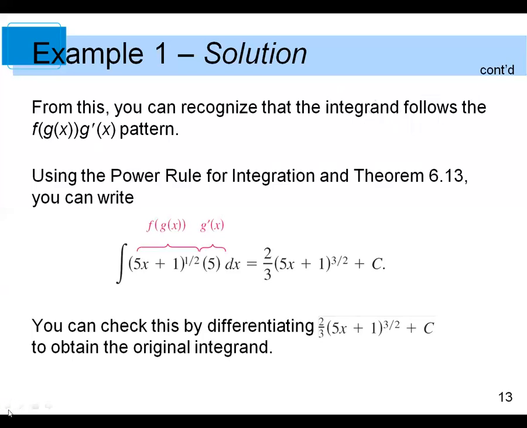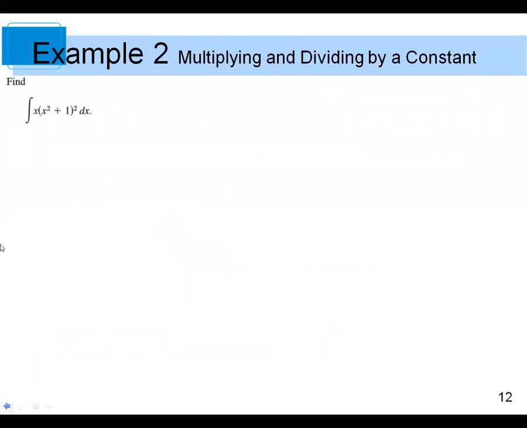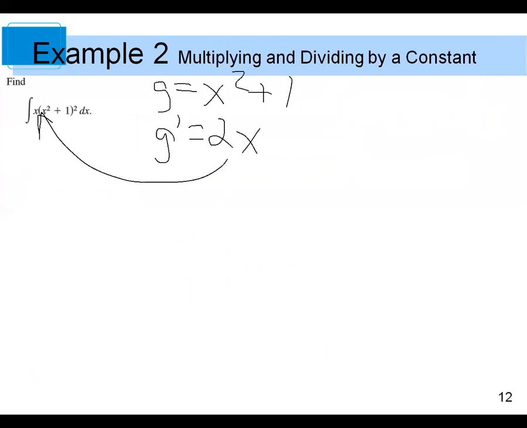So let's back up. For this one, I want to find the integral of x times the quantity x squared plus 1 quantity squared. If you'll notice, you have an inside here, so your g would be x squared plus 1. Now g prime is equal to 2x, which almost fits, except you're missing the 2.